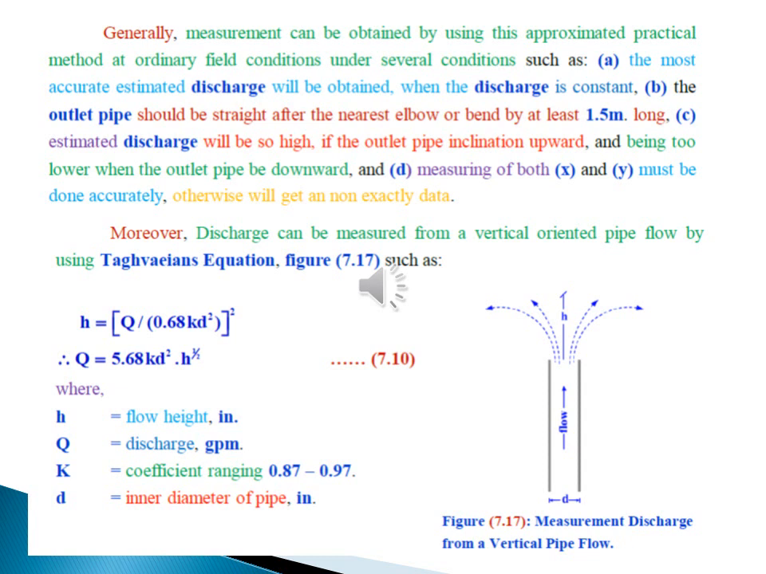Moreover, discharge can be measured from a vertically oriented pipe flow by using the enclosed equation and figure as clear in front of you, my dear.